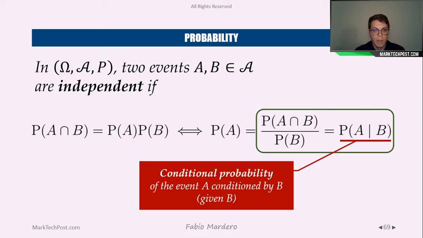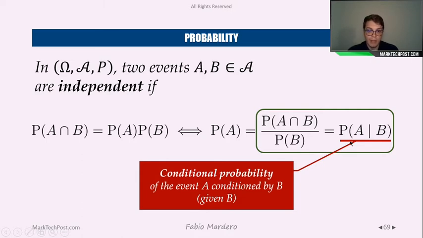In particular, with the independence in mind, we can introduce another concept, the conditional probability. Here the conditional probability can be written as the probability of A given B. What is the probability that A happens if B happens? It is defined in this way: the probability of A and B divided by the probability of B, which is given here.